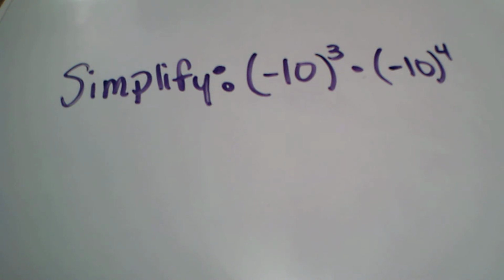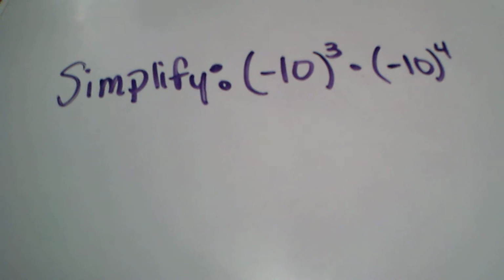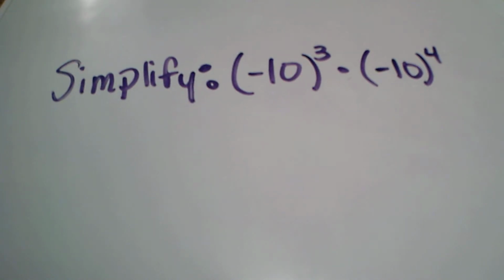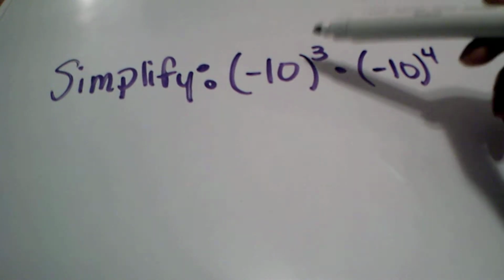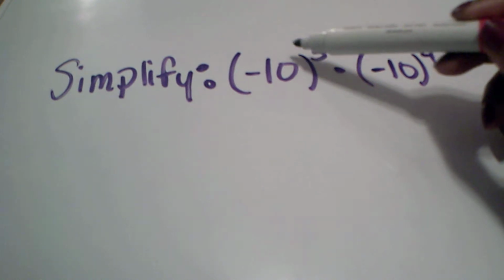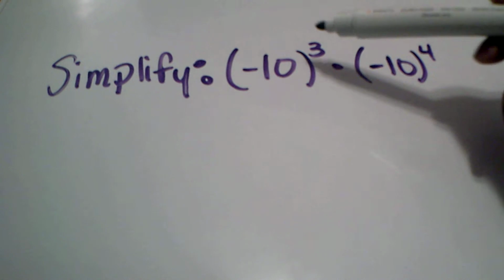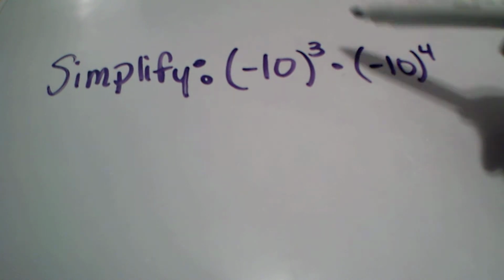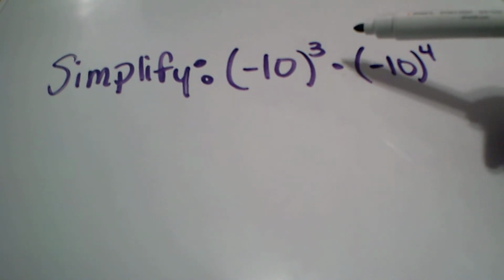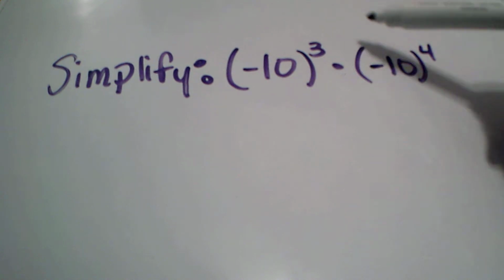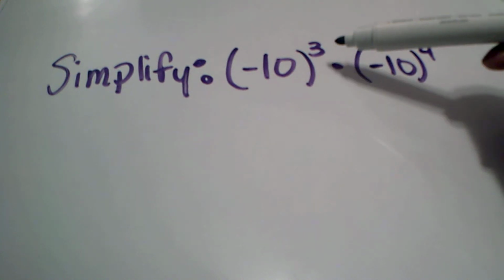Okay, number 7. Number 7 says simplify negative 10 to the third power times negative 10 to the fourth power. When you look at this, you automatically know, okay, this is product rule. But I also want to remind you of, think of it as a little unseen one here. So this could be really looked at as a power rule and a product rule when you think about it. So yes, you are just adding the exponents here.